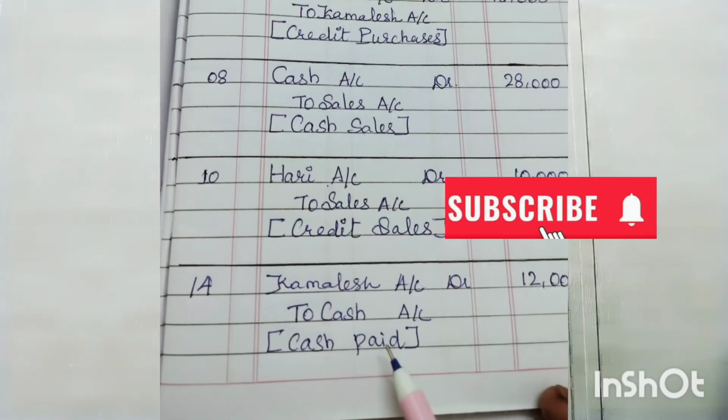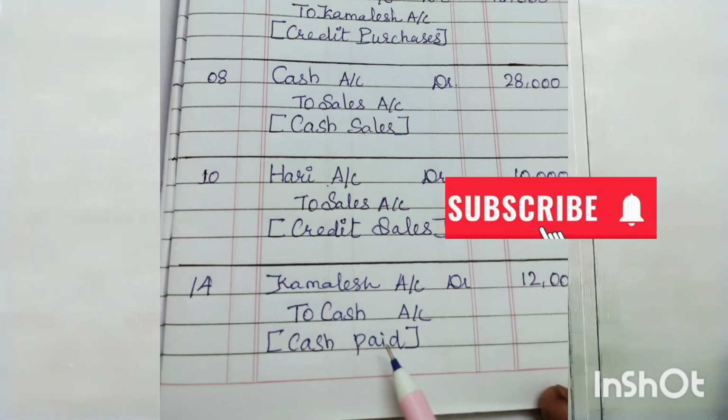So come to the journal entry. What date is given here? 14. In the date column we enter the date 14. Come to the particular column. What account will be debited? Kamalesh account will be debited. So very close to the margin in the particular column we have to write Kamalesh account debtor. What amount is given here? Rupees 12,000 you have to write in the debit column of the same line.